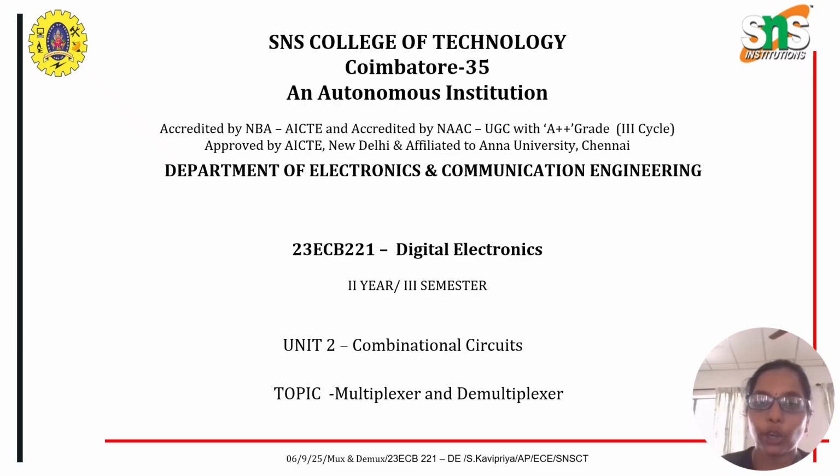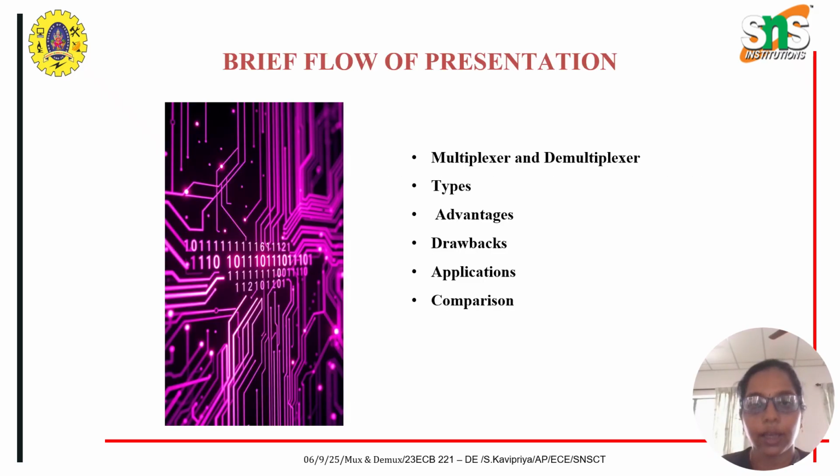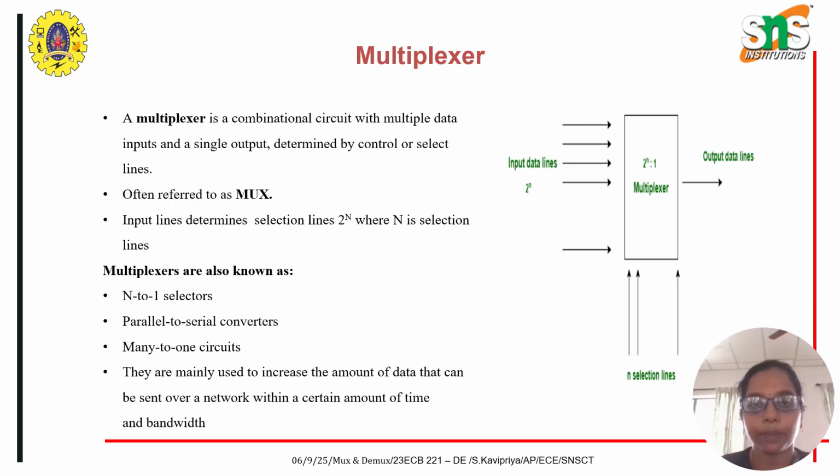I am going to deliver a topic, multiplexer and demultiplexer, from the subject Digital Electronics. And this is my flow of presentation. I am going to discuss what is a multiplexer and demultiplexer, types, advantages, drawbacks and applications of both multiplexer and demultiplexer. So first, what is a multiplexer?